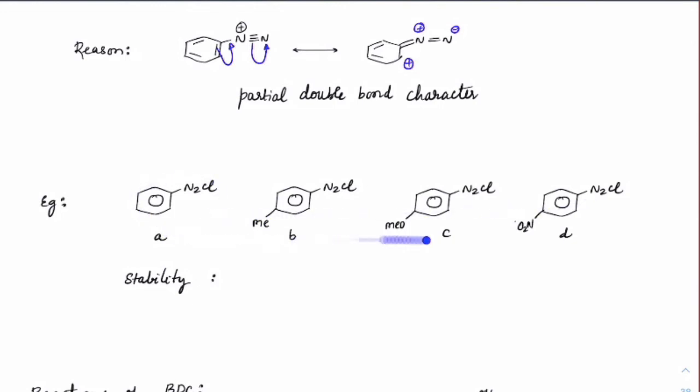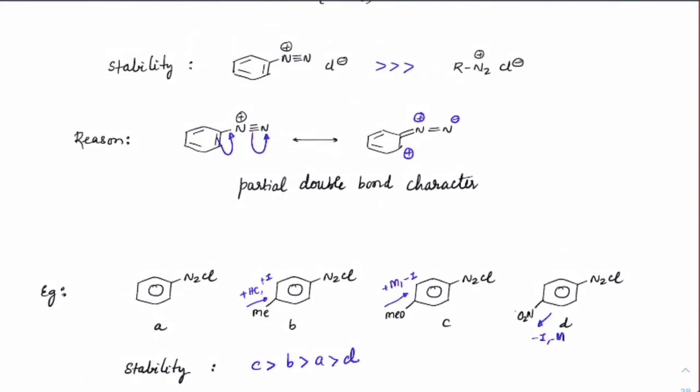Now in this, if you check the stability, the one which is most donating will have the more stable diazonium form. So here you can see OCH3 is donating by both plus M as well as minus I, but its plus M is much more effective here. But here NO2 is highly withdrawing by both minus I and minus M. Methyl is donating by plus inductive effect, plus I. So in all of these cases, you can check that C is better than B, is better than A, is better than D. So that's how the stability of diazonium salts would be.